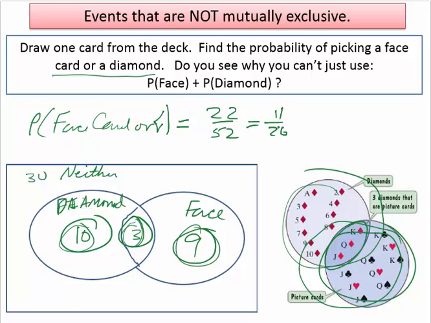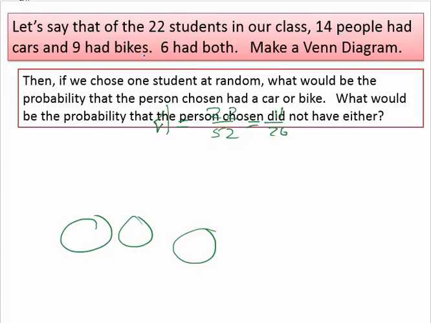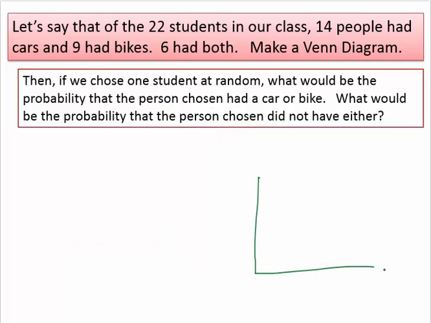Now, if you didn't like that example, let's say that we had 22 students in our class, and let's say 14 had cars and 9 had bikes. 6 had both. Well, I don't know why all of a sudden that came across. So, and I'm about out of time, so we're going to ignore that mess, and here we go.